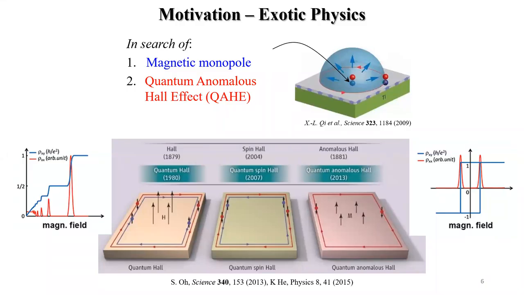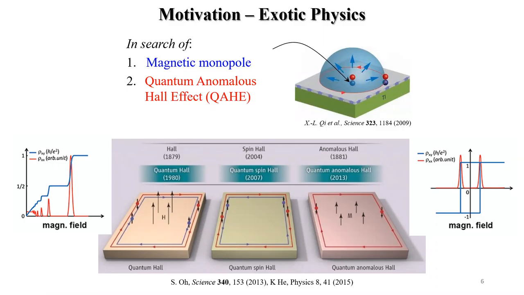value becomes quantized, meaning h over e squared. It's a quantized value of the resistivity. In this case, h over e squared is about 2.58 kilo ohms, if I don't remember wrong. So in the anomalous Hall effect, you can also have the measured value quantized.